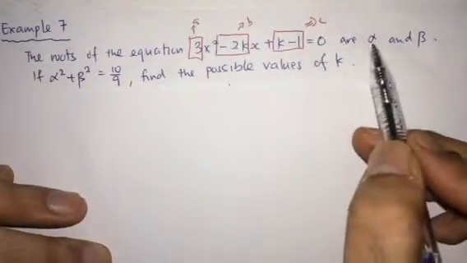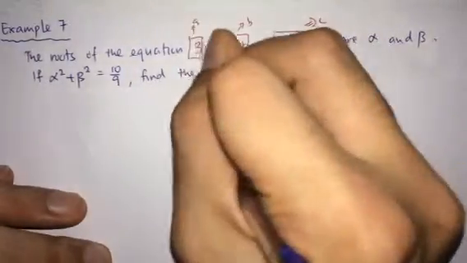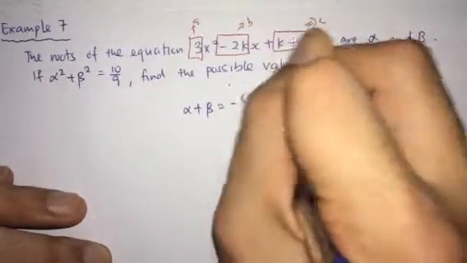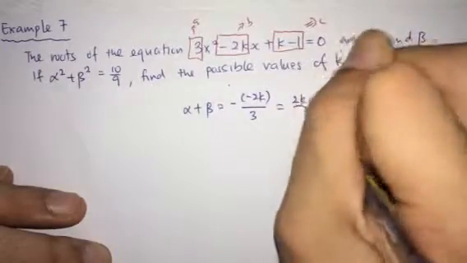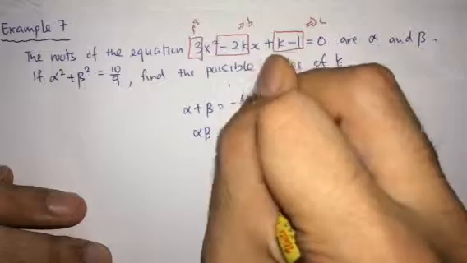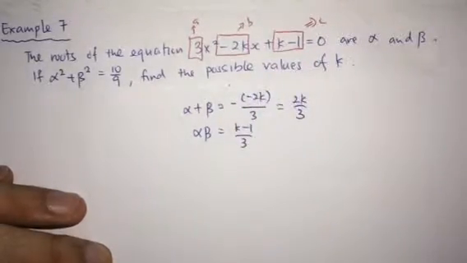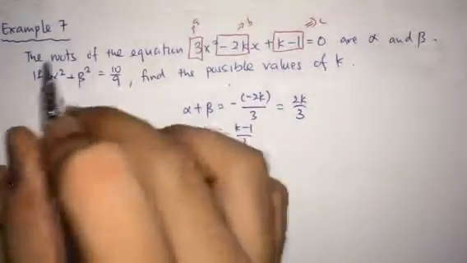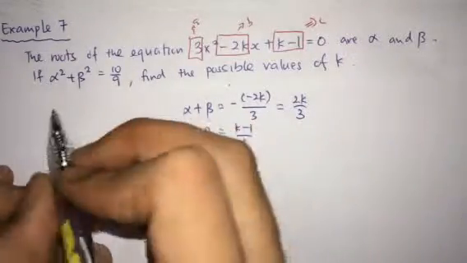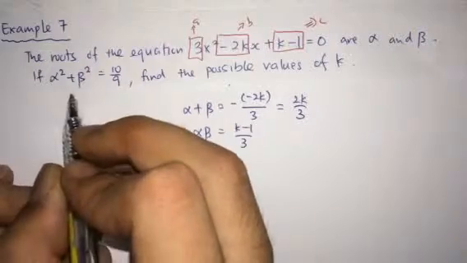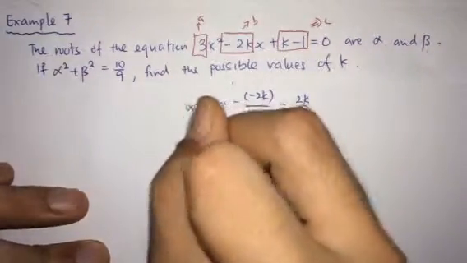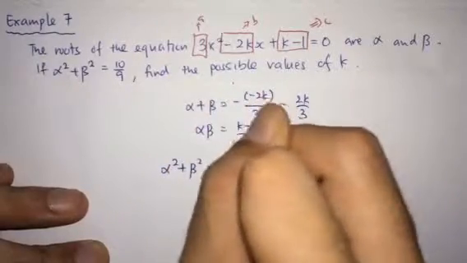So since the roots are alpha and beta, alpha plus beta will be equal to minus 2k over 3, which gives you 2k over 3. And alpha beta will be k minus 1 over 3. Okay, we are given this equation, alpha squared plus beta squared equals 10 over 9. So we will start playing with this, as this looks a bit new compared to other questions.